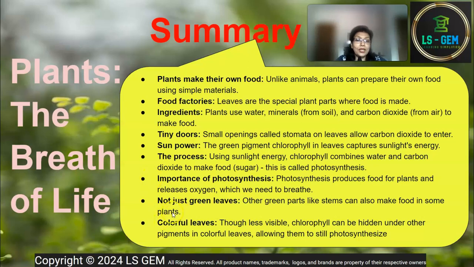Not just green leaves. Other green parts like stems can also make food in some plants. And colorful leaves: though less visible, chlorophyll can be hidden under other pigments in colorful leaves, allowing them to still photosynthesize.